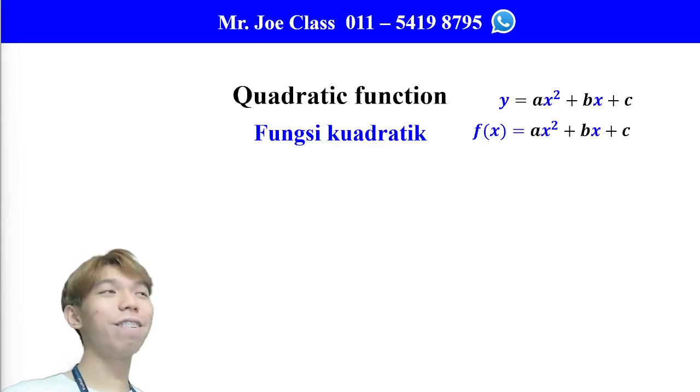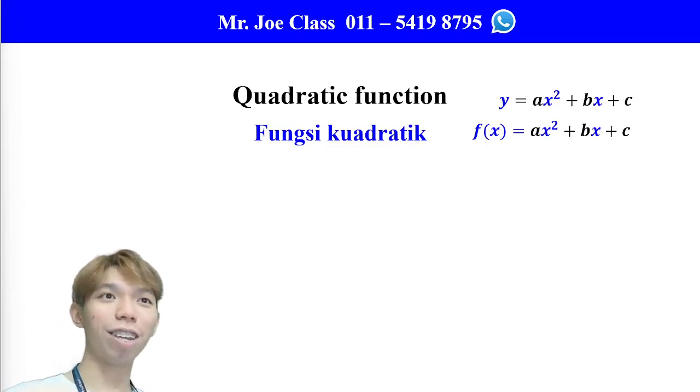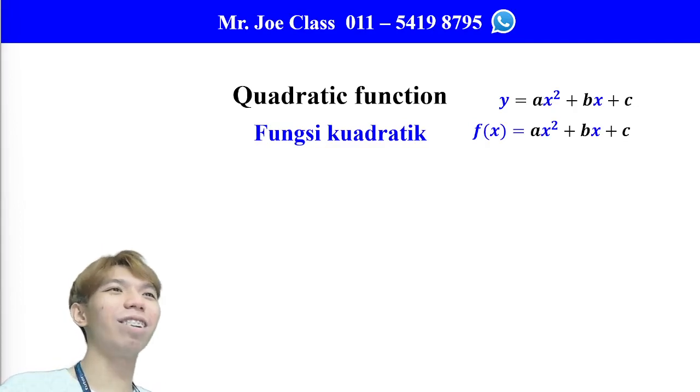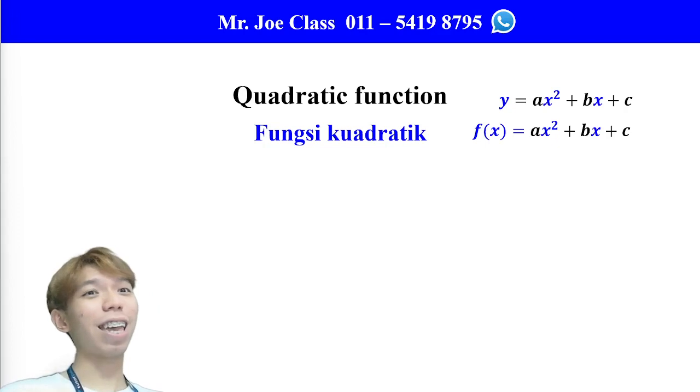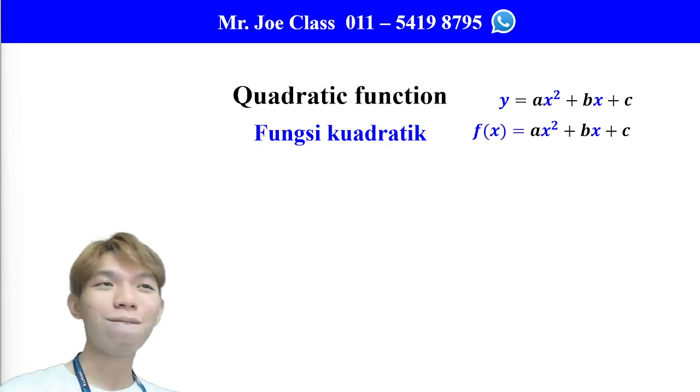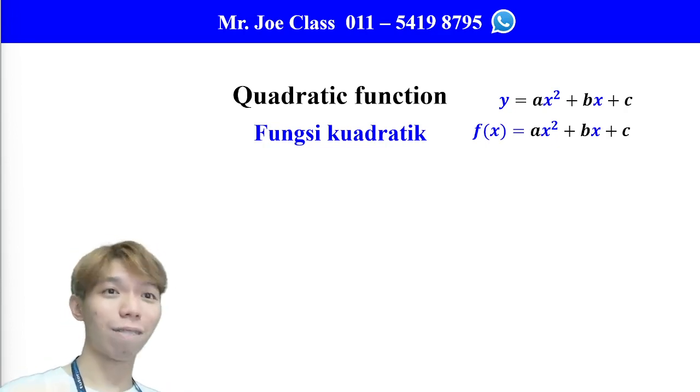In our previous lesson, we have learned about what a quadratic function is. So basically, it is just some numbers that represent how a graph is shaped, okay? If the A increases or decreases, if the B increases or decreases, or if the C increases or decreases, it will have an impact on how the graph is shaped.